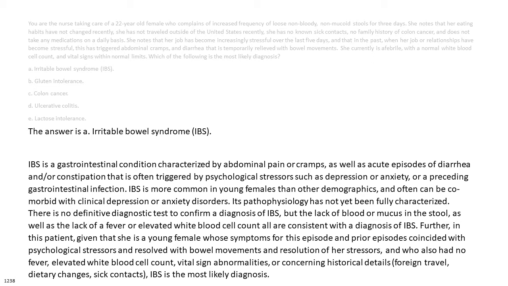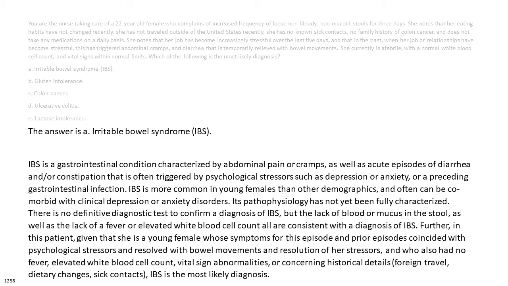IBS is a gastrointestinal condition characterized by abdominal pain or cramps, as well as acute episodes of diarrhea and/or constipation that is often triggered by psychological stressors such as depression or anxiety, or a preceding gastrointestinal infection. IBS is more common in young females than other demographics, and often can be comorbid with clinical depression or anxiety disorders. Its pathophysiology has not yet been fully characterized.